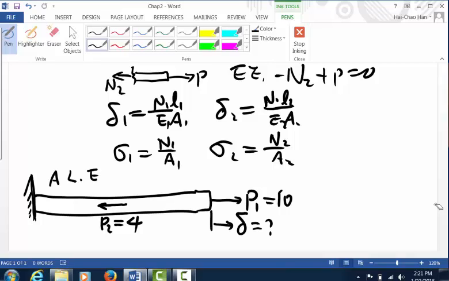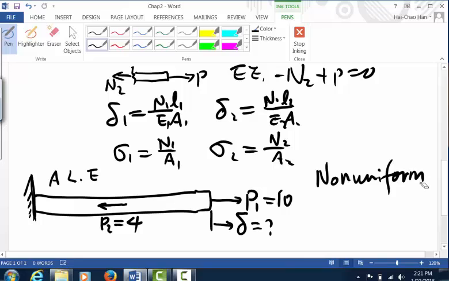In other words, you can put a note here. Non-uniform means there are 3 types. There can be multiple ways of non-uniform. One is you have the area A non-uniform. The second, you can have material non-uniform. That's the example we just had. And also, you can have the force N non-uniform.